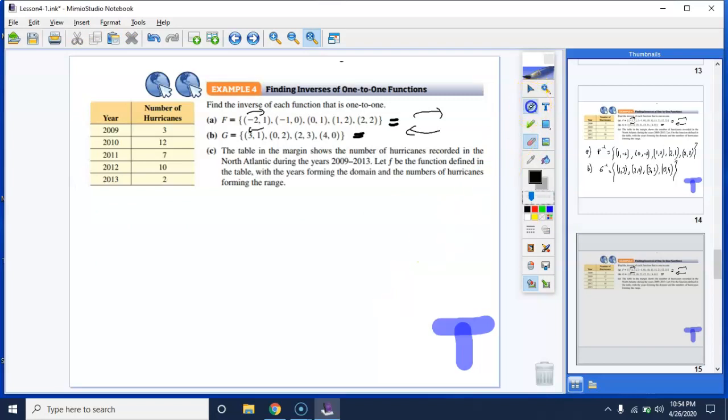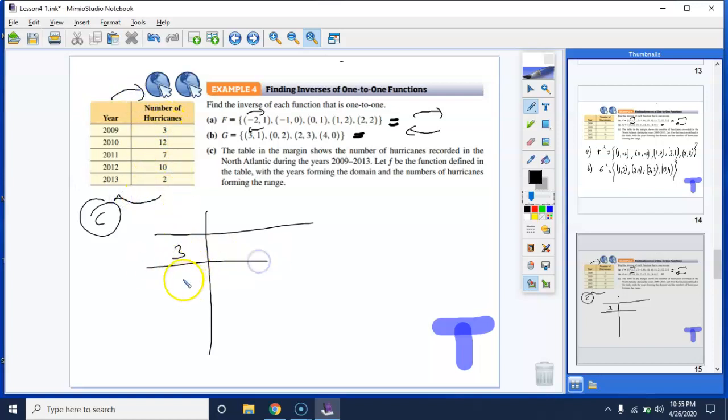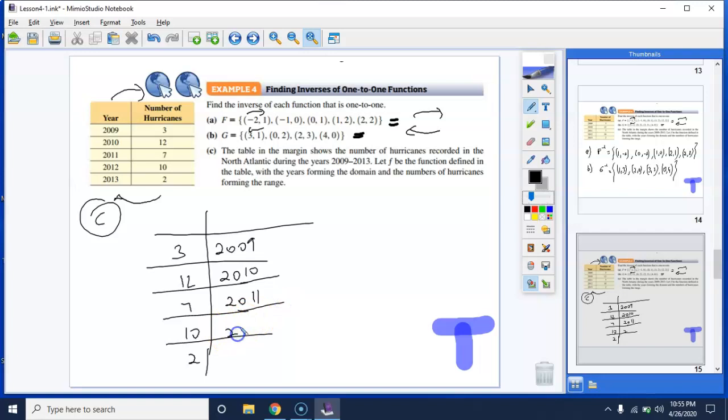So on C, even if we have a table, we are all fine. So it's going to be this. 3 goes this way. Those numbers come here. Those numbers go here. So it should be 3, 12, 7, 10, and 2. And those numbers go here. So the first one, 2011, 2012, and 2013. That's all we do. Just replace them. That's all.